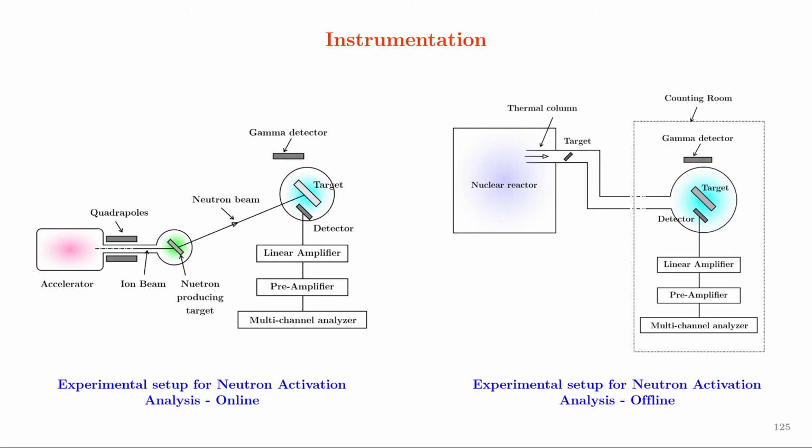These diagrammatic representations give NAA instrumentation for online and offline measurements. Appropriate detectors will be used depending on the type of the outgoing particle or radiations that are being detected. As you can see, the gamma ray detectors are kept outside the target chamber and the charged particle detectors are mounted inside the chamber, which is maintained at high vacuum.